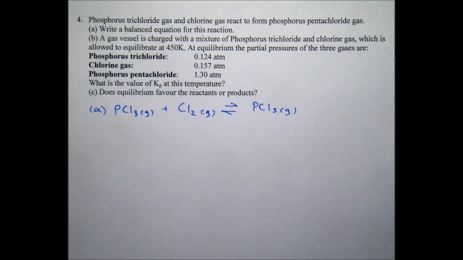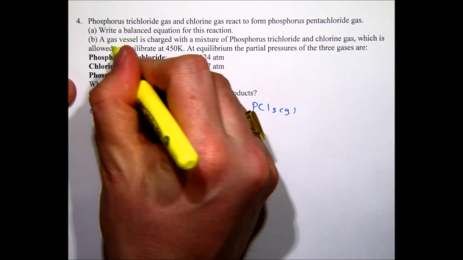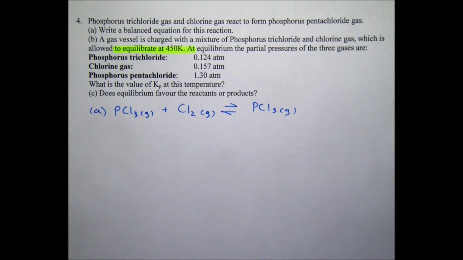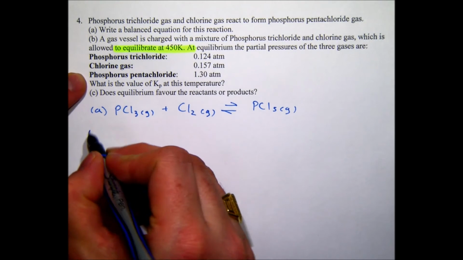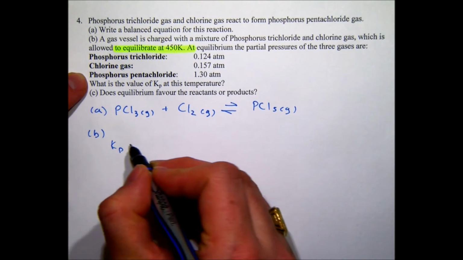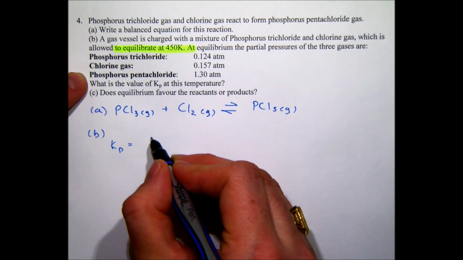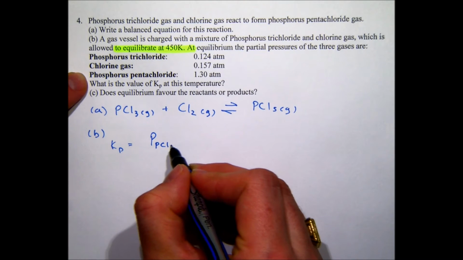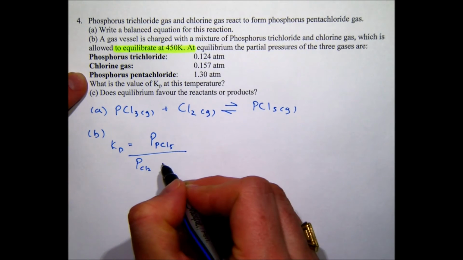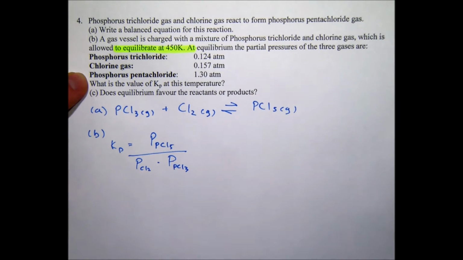It should be good. So next up, it says a gas vessel is charged with a mixture of phosphorus trichloride and chlorine gas, which is allowed to equilibrate at 450 Kelvin. That is a very important line. So they're saying that the equilibrium concentrations are given, and they're asking for Kp. That makes our life a lot easier since that is at equilibrium. So Kp is the partial pressure of, and there's our equilibrium expression for partial pressures.